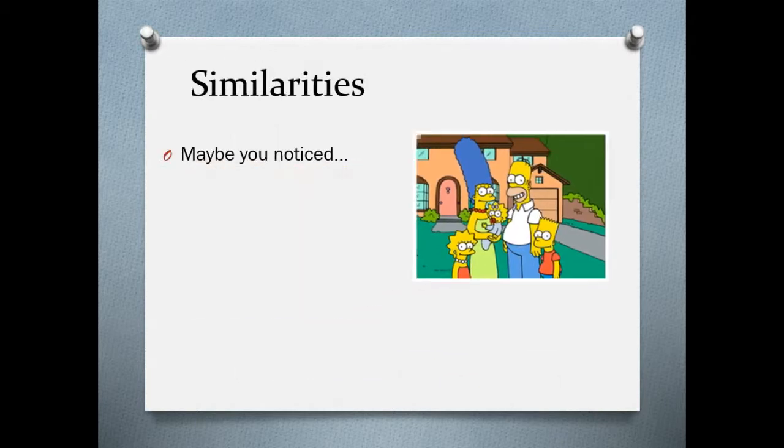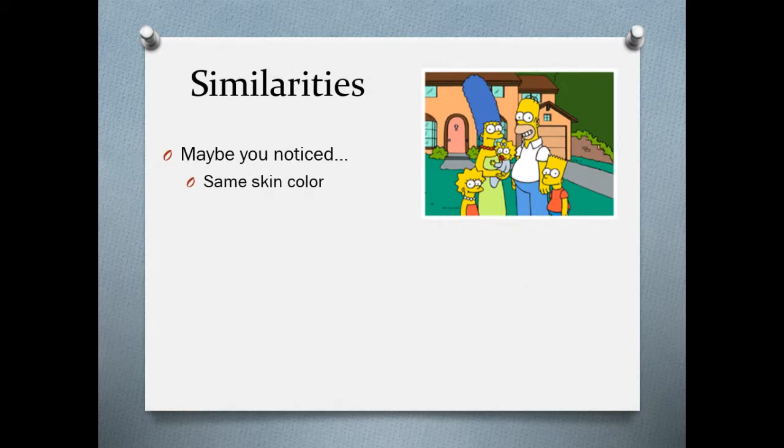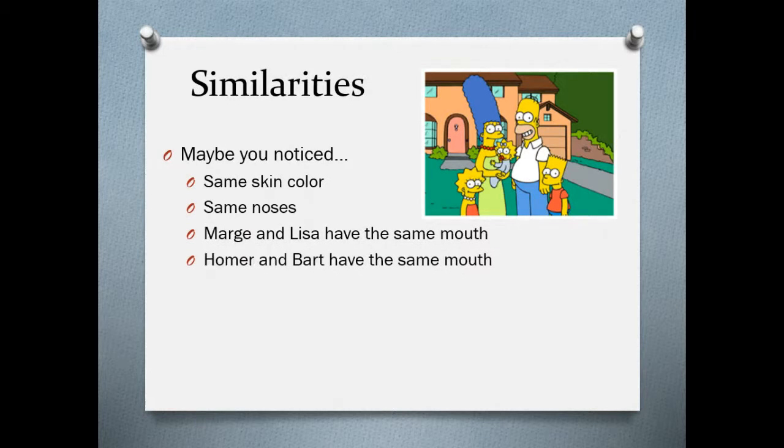Maybe you noticed that they all have the same skin color. They have the same nose shape. Marge and Lisa have the same shaped mouth. Homer and Bart also have the same shaped mouth, and they're different from Marge and Lisa's. They have the same eyes. And Lisa and Maggie have the same hair.